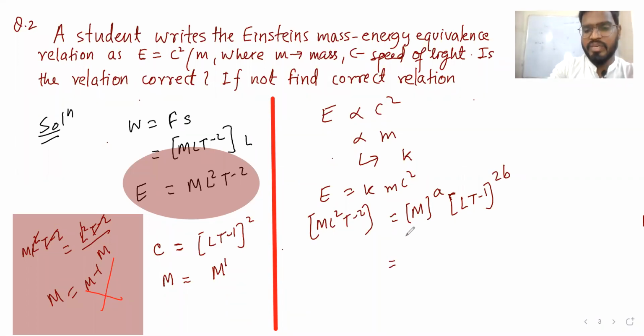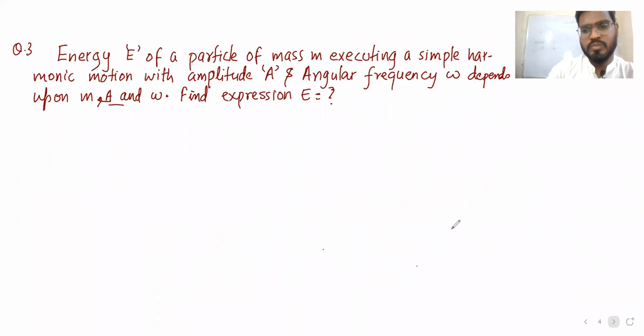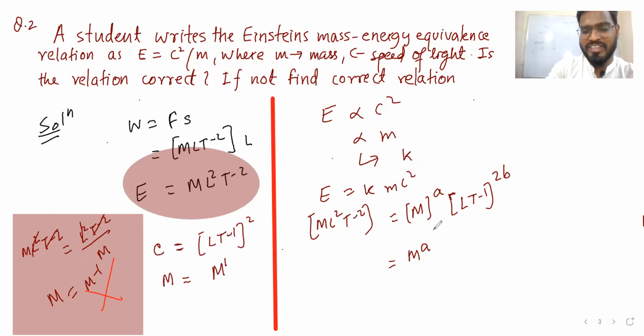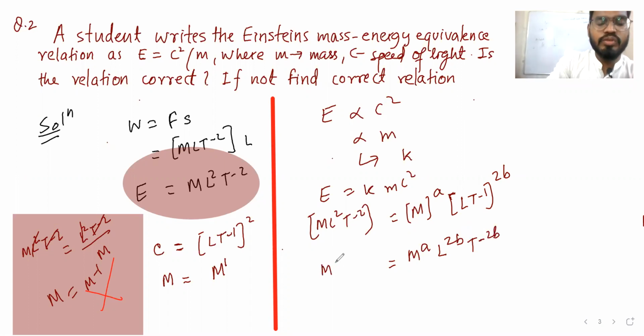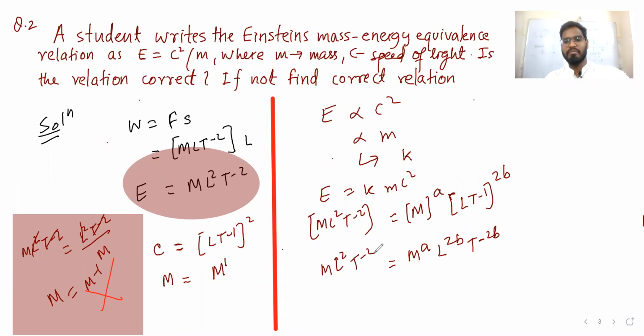If we will find A and B, guys, then we can say M to the power A, and then what? L to the power. Is there any space? No space. So we'll have to make it properly here. And then we can say L to the power 2B and T to the power minus of 2B and M to the power L to the power 2, T to the power minus 2. Let's find A, B value.